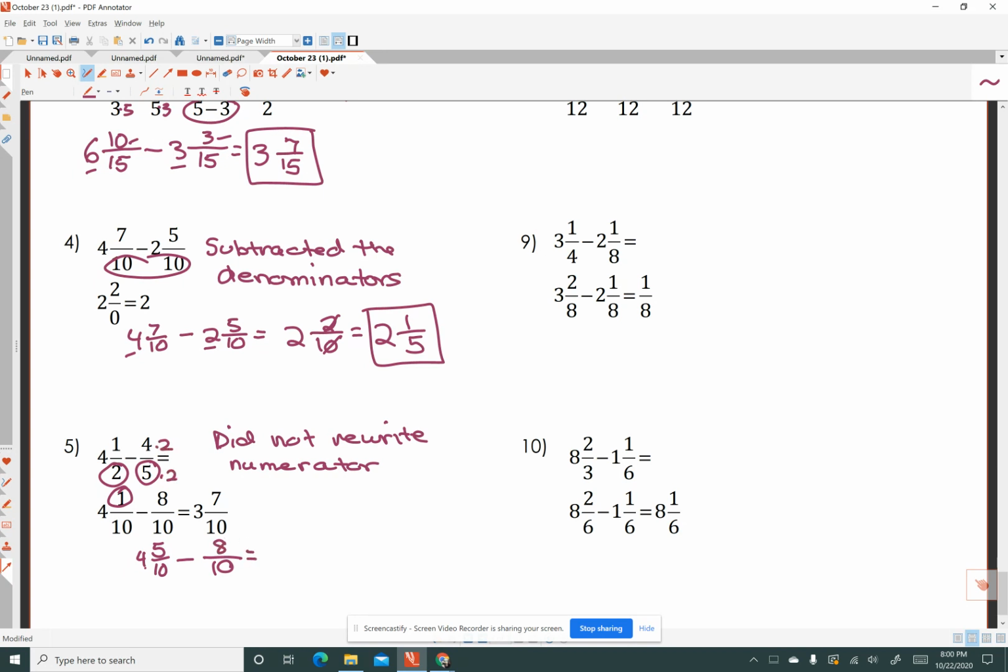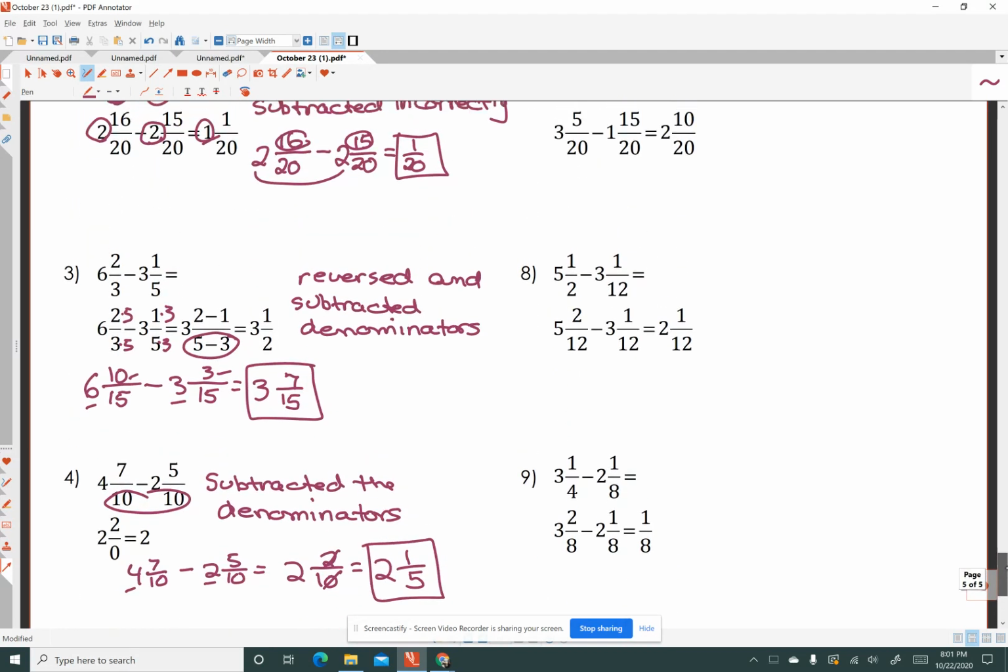Now we're going to have to borrow from the 4. So we're going to have 10 over 10 plus 5 over 10, which will give us 15 over 10. So when we rewrite this, this will become a 3. 3 15/10 minus 8/10. 3 minus 0 is 3. We're working in tenths. 15 minus 8 is 7. So 3 7/10 is our final answer.